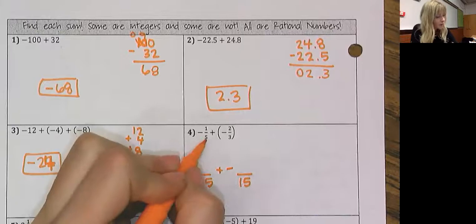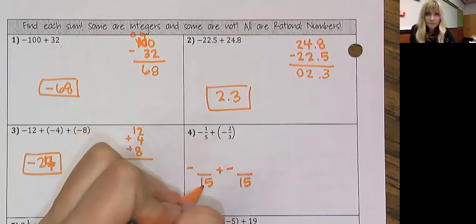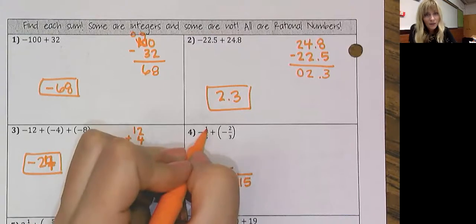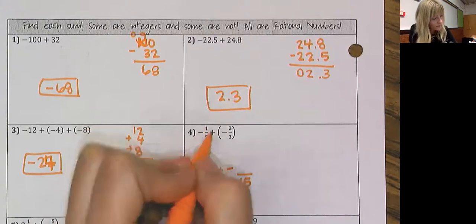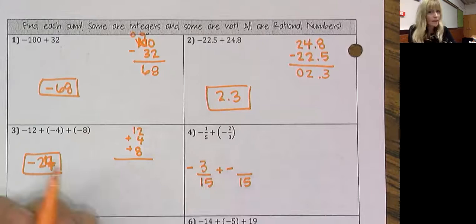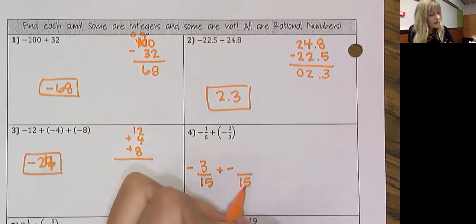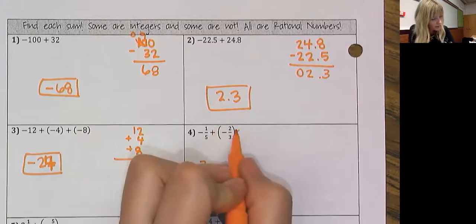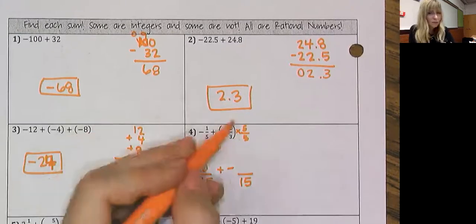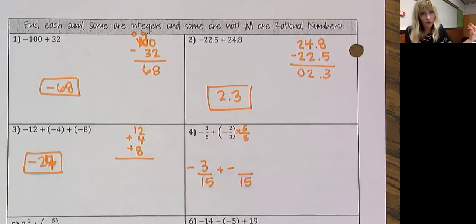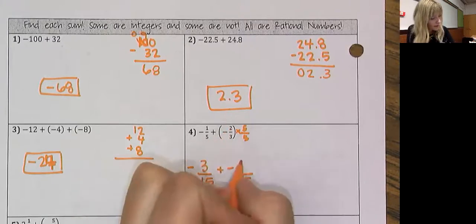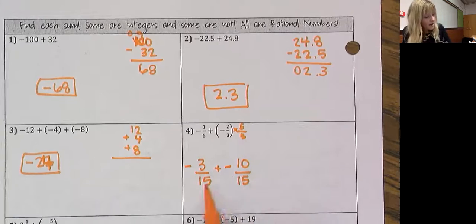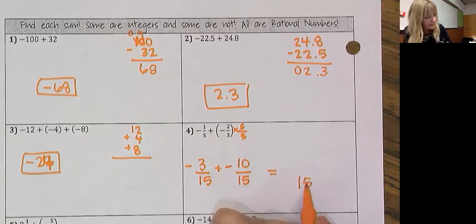So how do I get from 5 to 15? I multiply by 3. So I need to do that on the top as well. 1 times 3 is 3. How do I get from 3 to 15? I times by 5. So 2 times 5. I'm doing this, remember, equivalent fractions. I'm keeping it equivalent, but making it work for my purposes. 2 times 5 is 10. So now the denominator just gets to stay.